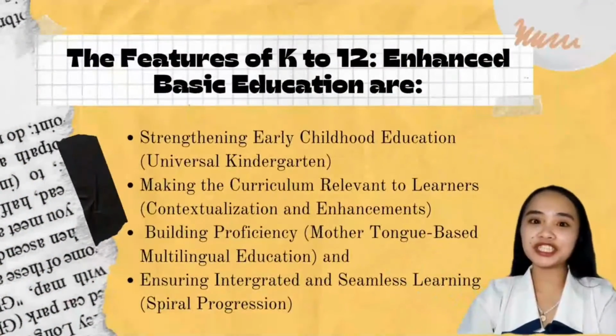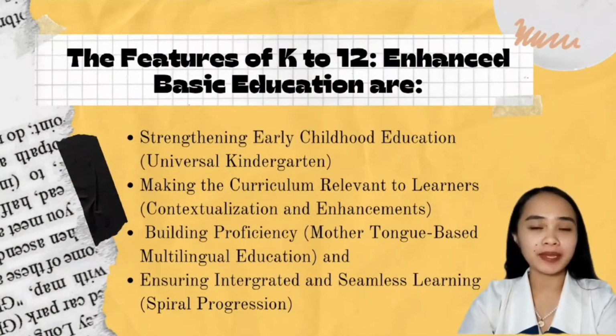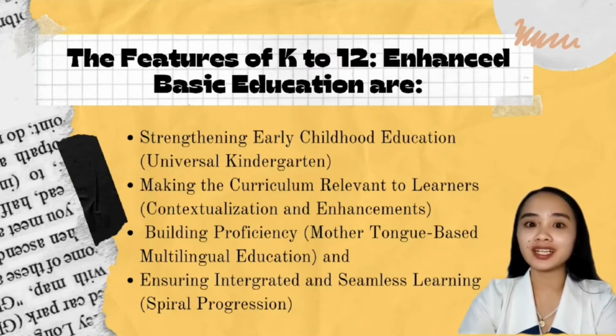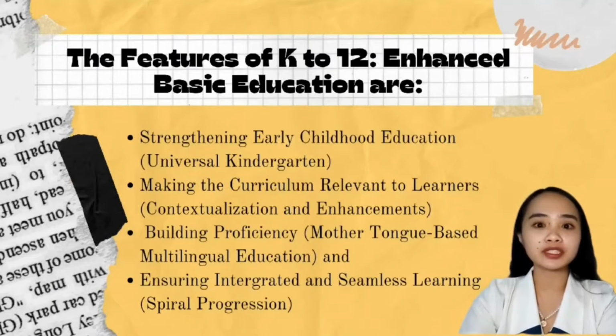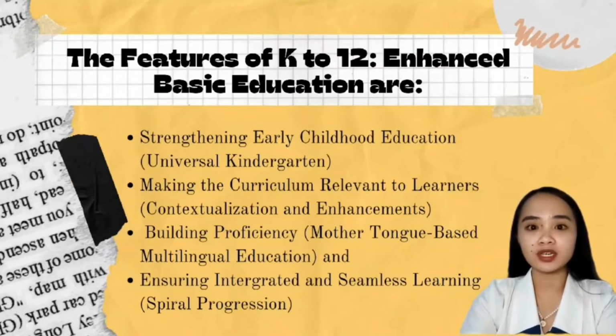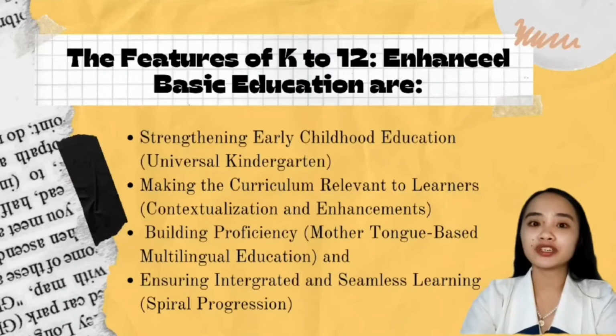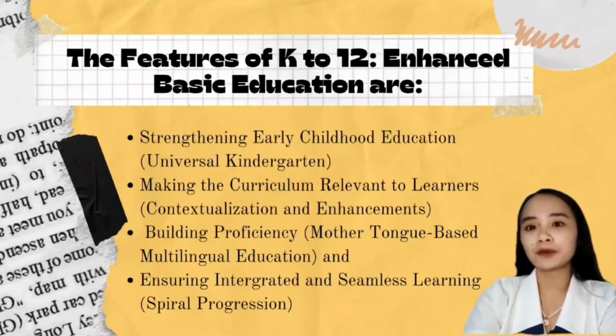The features of K-12 Enhanced Basic Education are: first, strengthening early childhood education or universal kindergarten. Second one is making the curriculum relevant to learners, or contextualization and enhancements. Then third is building proficiency, or mother tongue based multilingual education. And lastly, ensuring integrated and seamless learning, which is known as the spiral progression.